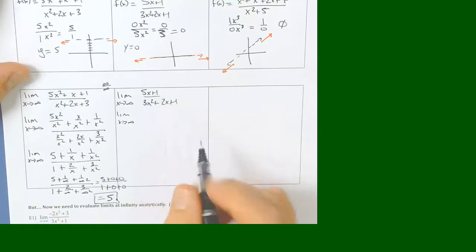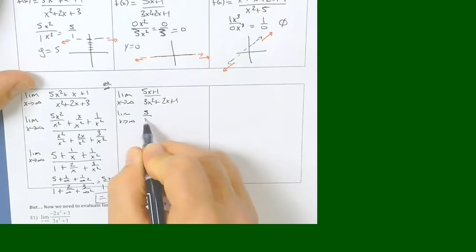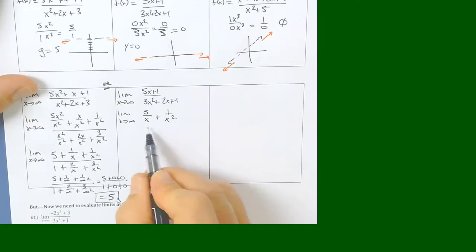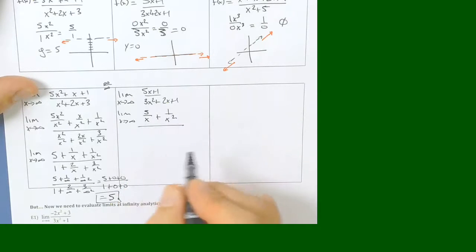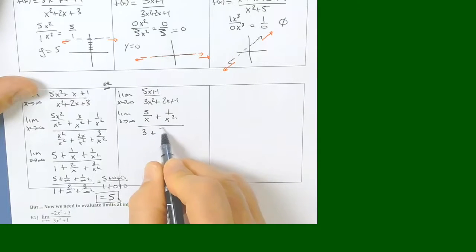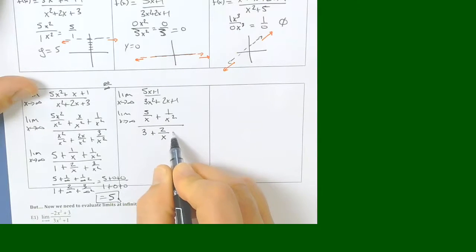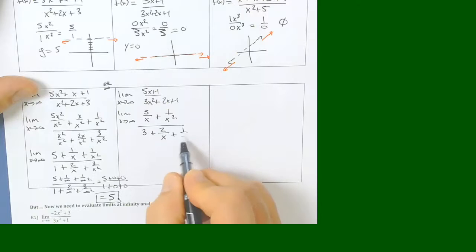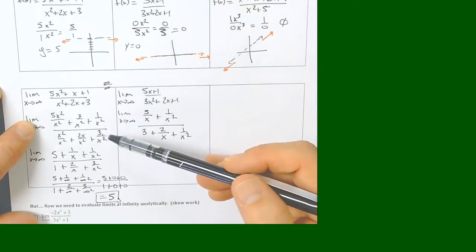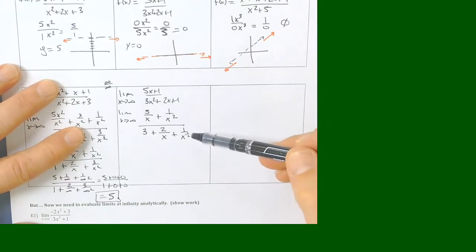5x divided by x squared is 5 over x. 1 divided by x squared is 1 over x squared. 3 divided by x squared is 3. 2 divided by x squared is 2 over x. 1 divided by x squared is 1 over x squared. So I just took that step and I did it in my head. I get to here. I'm going to apply the limit.